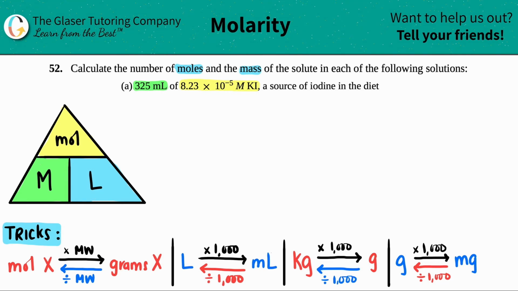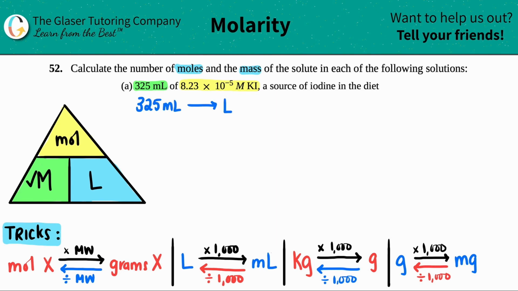So let's see, what did they give us? Well, they gave us 8.23 times 10 to the negative fifth molarity. Capital M is a molarity value. So I have my molarity. And they gave us 325 milliliters, right? But in order to use this little triangle here, I need to have liters. So the first thing that I'm going to do is I need to convert the 325 milliliters into liters.